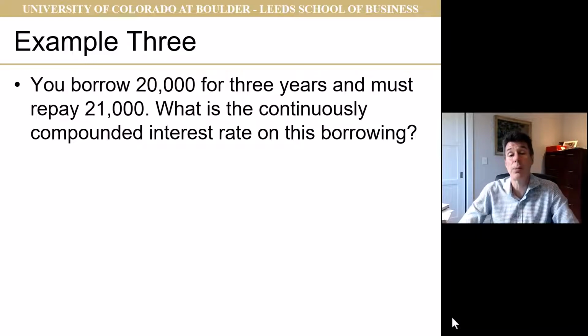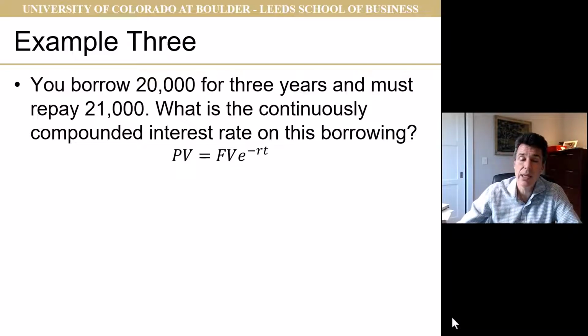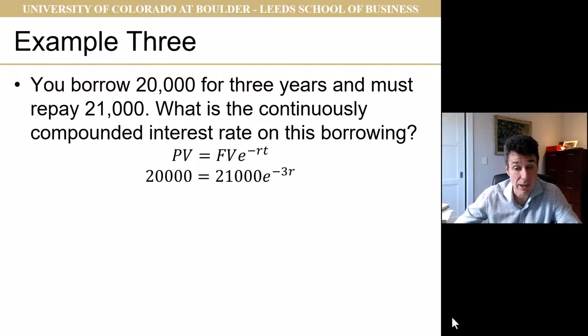Third example. You borrow $20,000 for 3 years and must repay $21,000. What is the continuously compounded interest rate on this borrowing? So we're given the present value, 20,000, the future value, 21,000, and we want to find the interest rate. So we're going to use PV equals FV, e to the minus RT, and we know PV, FV, and T. So 20,000 equals 21,000 e to the minus 3r. We're putting the e on the right-hand side by itself. So we get 20,000 divided by 21,000 equals e to the minus 3r.